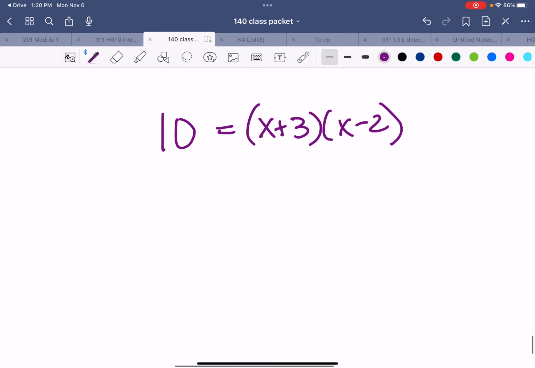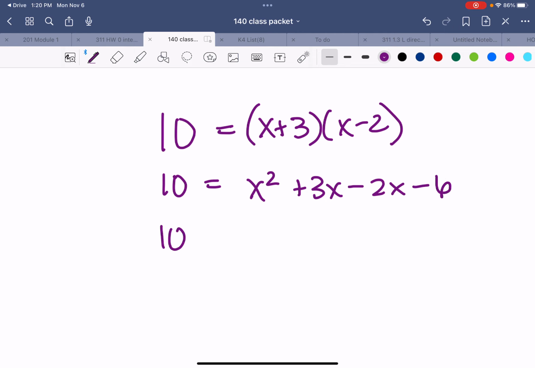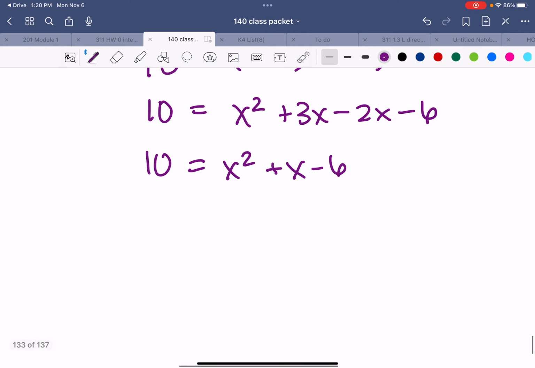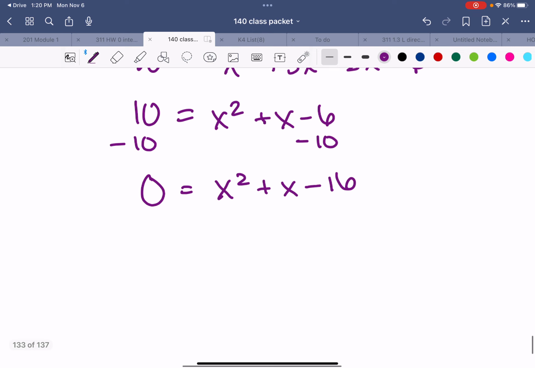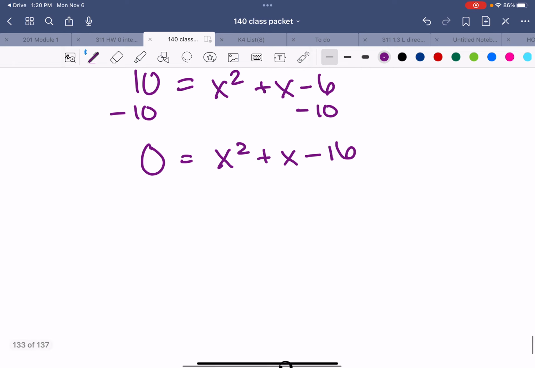So now I have this, so I'm going to go ahead and expand that. So 10 equals x squared plus 3x minus 2x minus 6. And this is quadratic, so this is plus x minus 6. And I'm going to set it equal to 0, so I'm going to subtract 10 from both sides so that I can solve. So x squared plus x minus 16. And now I'm looking to factor this. Two numbers that multiply to negative 16 but add to positive 1. I don't think that's going to work, because we've got 4 and 4, we've got 2 and 8, and that's about it. So let's use the quadratic formula here.